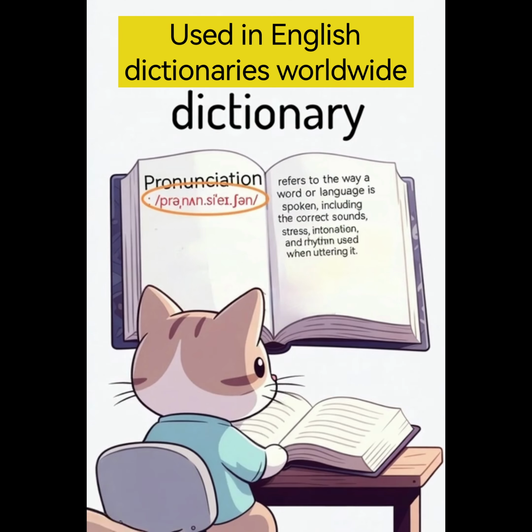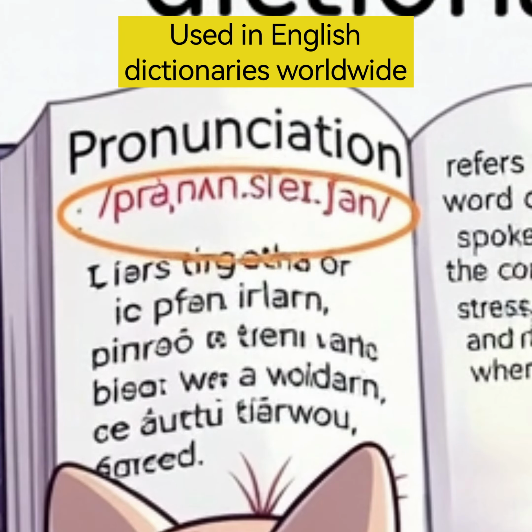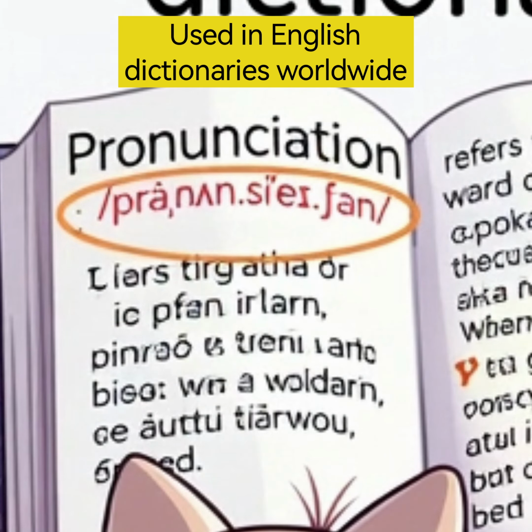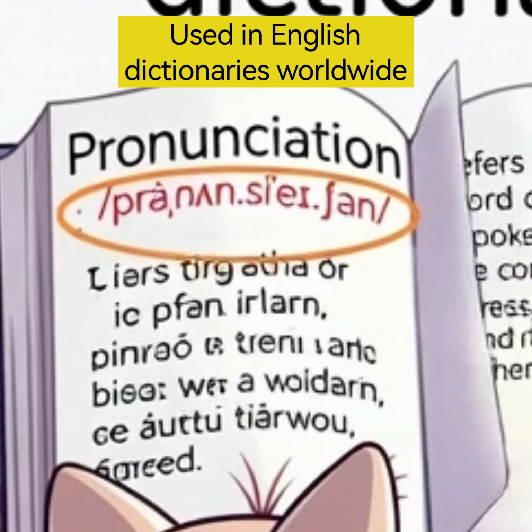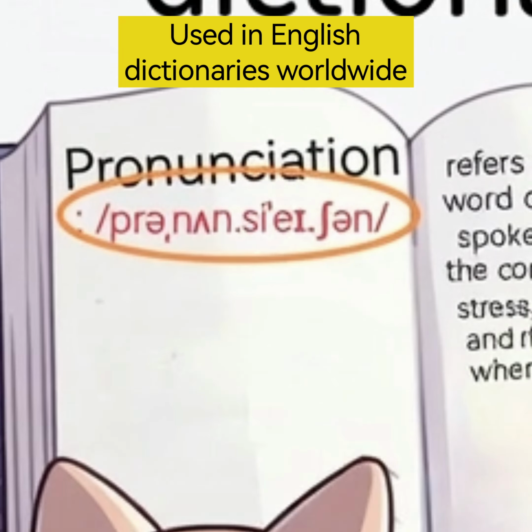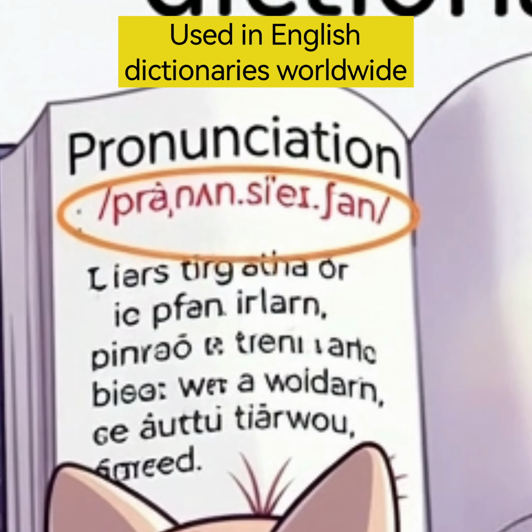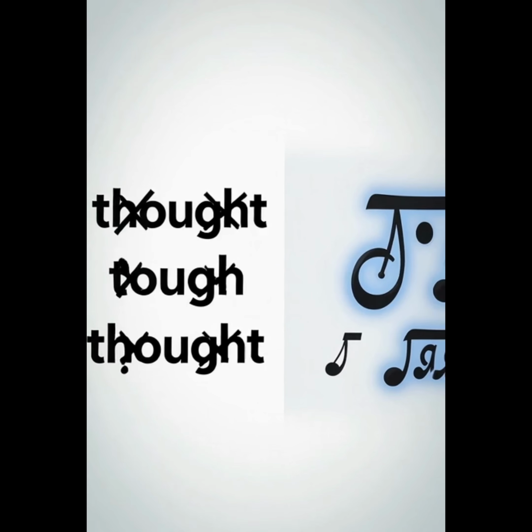Real dictionary example. In English dictionaries, you may see this: /prəˌnʌn.siˈeɪ.ʃən/. This IPA transcription shows how to pronounce the word pronunciation accurately. That's why IPA is used in dictionaries worldwide.